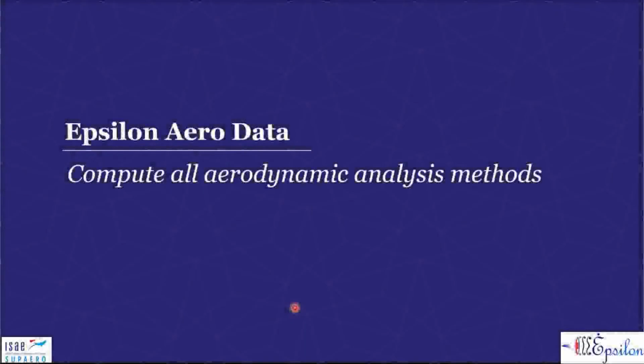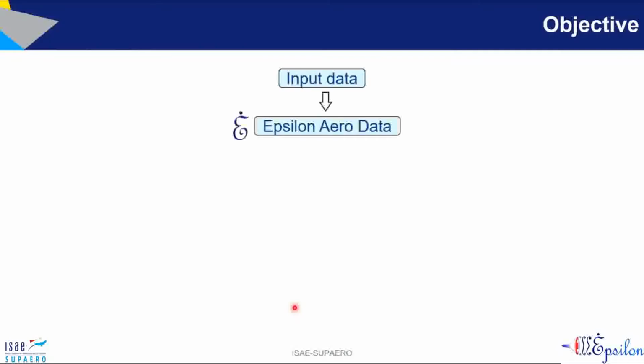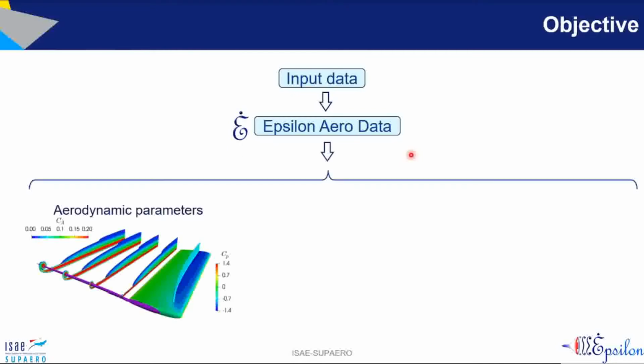In this video, I will present you Epsilon Aero Data. This is basically a filter that computes all the aerodynamic analysis methods, starting from your CFD or wind tunnel data. Basically, you have to load your input data into ParaView first. This could be either CFD or wind tunnel data, and then you have to apply the Epsilon Aero Data filter. This filter will allow you to perform several operations.